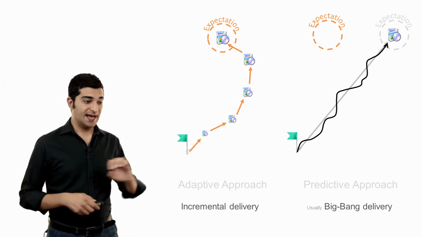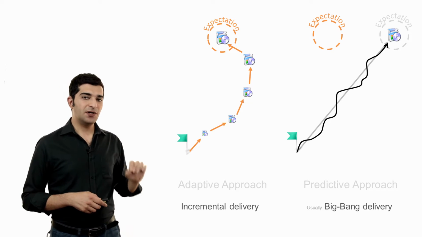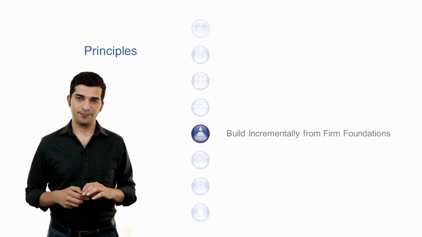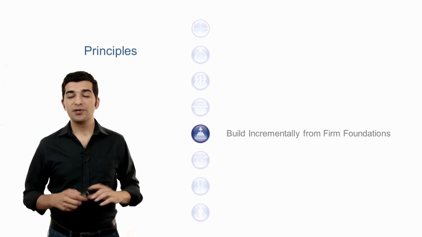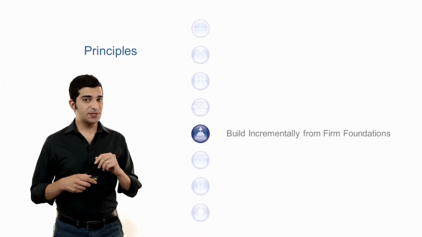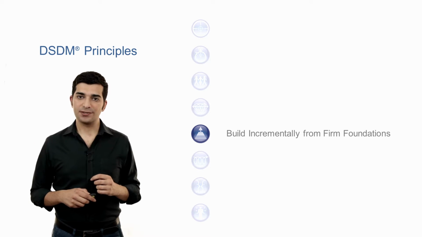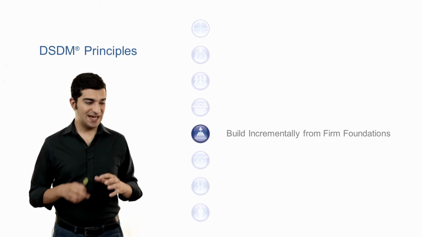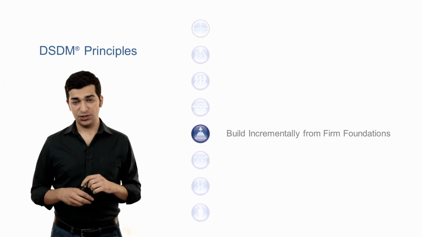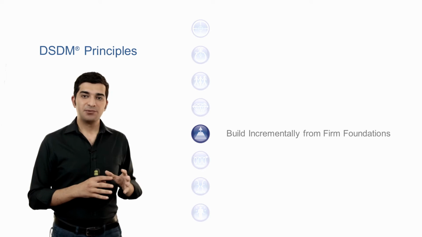The point is that building incrementally from firm foundations is one of our principles. We have multiple principles for agile project management. But to be more precise, it's one of the DSDM principles. And just in case you don't know, DSDM is one of the agile methodologies. Agile itself is the use of an adaptive approach.